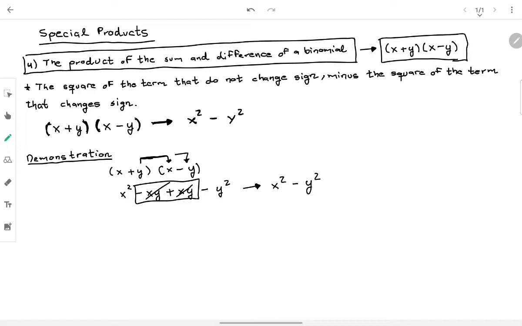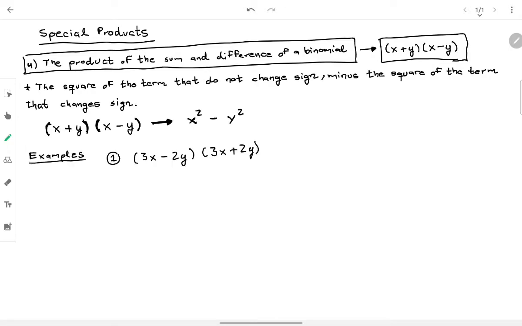So let's see some examples. So if we got something like this, 3x minus 2y multiplied by 3x plus 2y. So in this case, remember the rule, maybe we can do it by mind, but I will do it with the steps because of the explanation. So it will be the one that doesn't change sign minus the one that changes sign. So in this case, it's going to be 9x squared minus 4y squared. And that will be the final answer of this specific exercise.